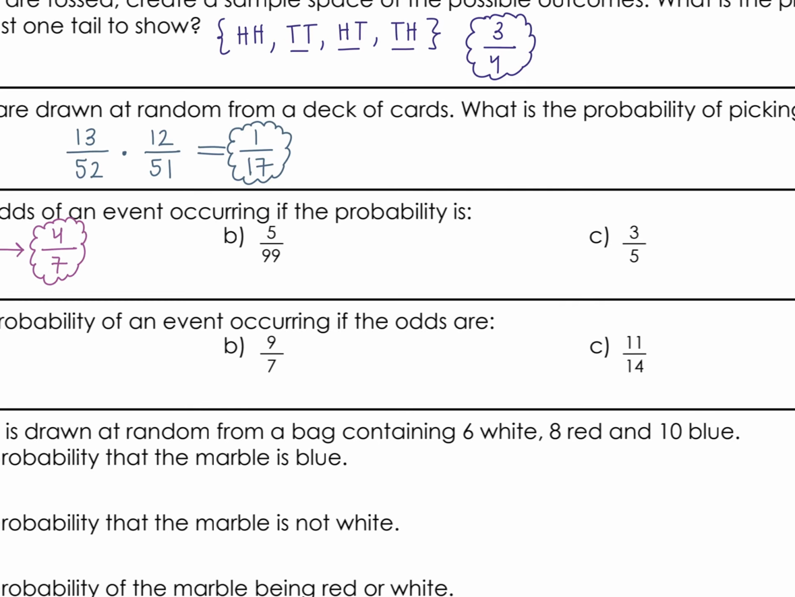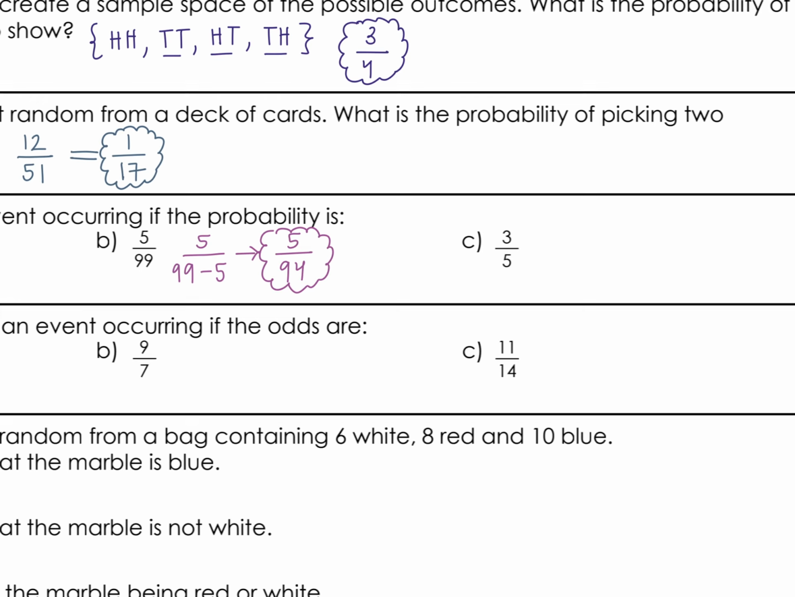Okay, looking at part B, same idea. My numerator should not change, but for my denominator, I would take my total minus my successes, and I'm going to end up with 5 over 94, which once again does not reduce, and there would be my answer.